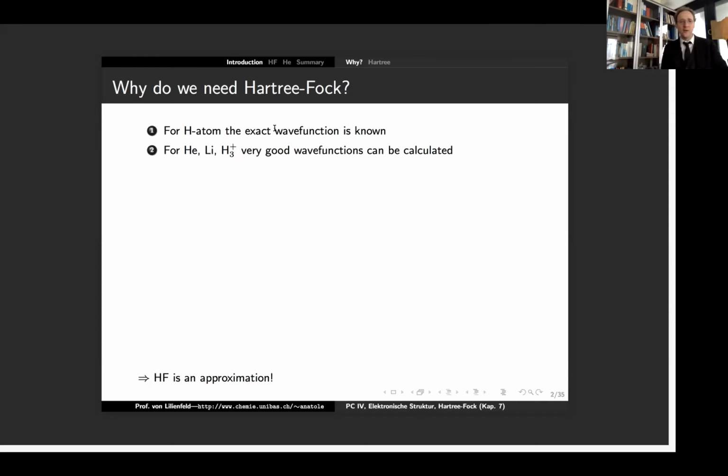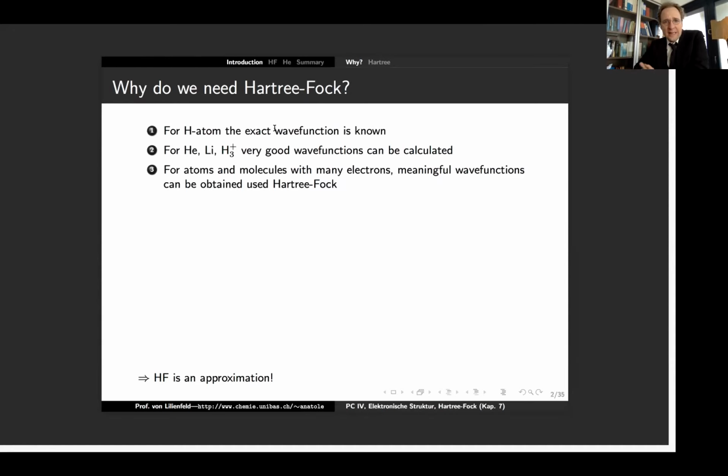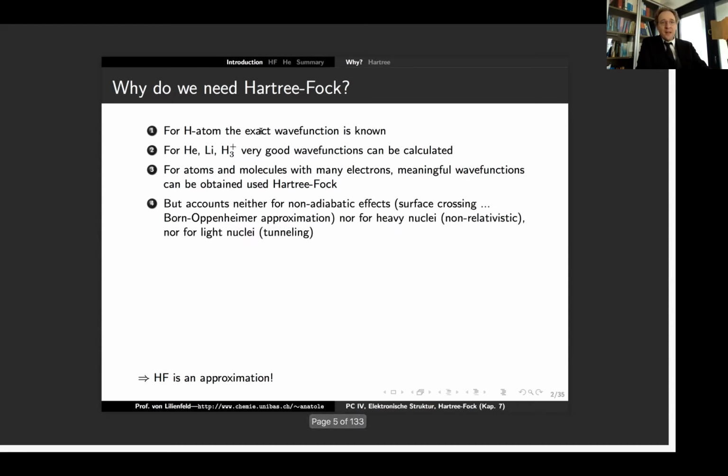Remember I showed you the numbers for calculating the energy of helium, but still we can get very decent wave functions numerically, but as we go beyond, right, for atoms and molecules with many electrons, then meaningful wave functions are more tricky and too expensive, and so the Hartree Fock theory has been devised to get us something more realistic. So this is still an approximation.